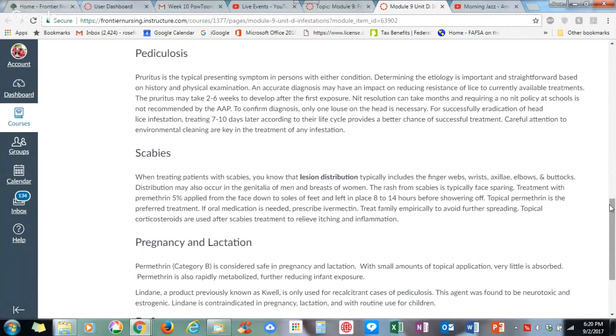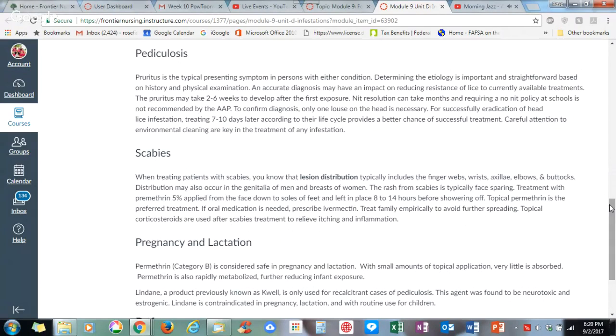To confirm diagnosis, only 1 louse in the head is necessary. For successful eradication of head lice infestation, treating 7 to 10 days later, according to their life cycle, provides a better chance of successful treatment. Careful attention to environmental cleaning is key to treatment of any infestation.